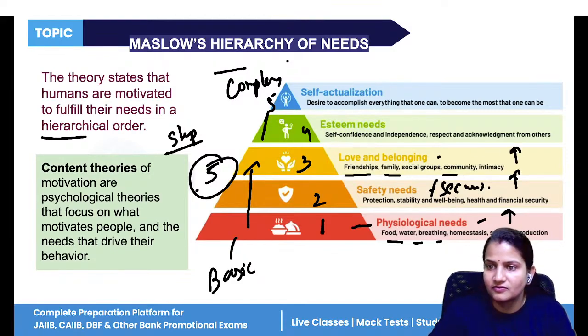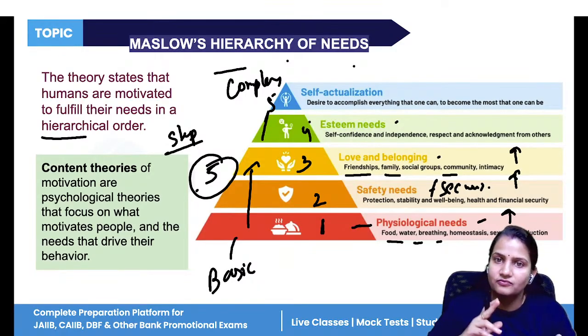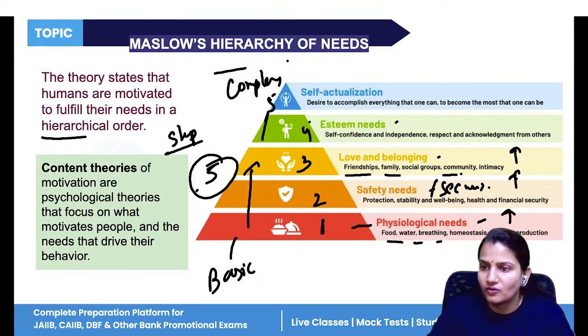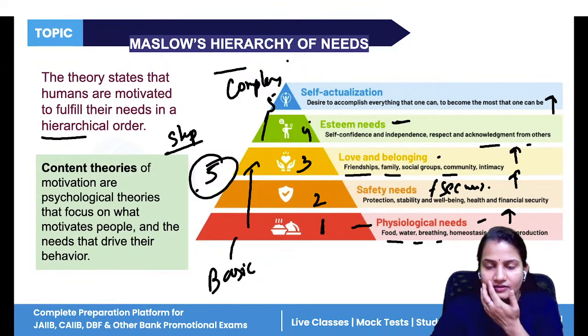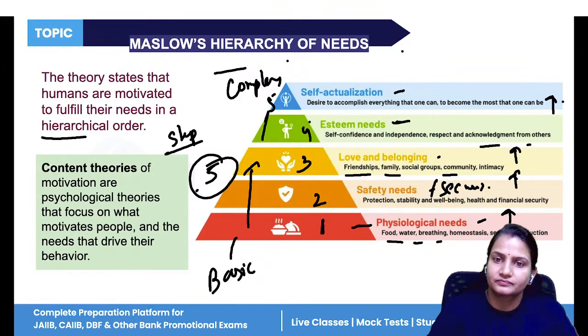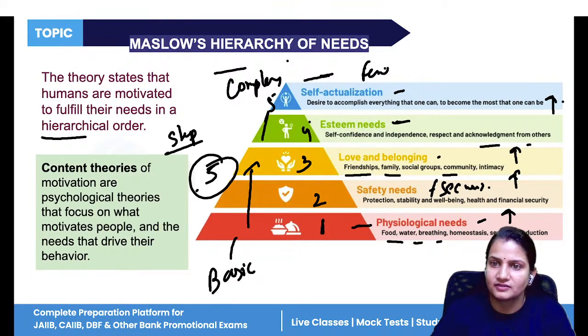After fulfilling this level of need, now you are motivated to fulfill your fourth level of need, that is esteem needs. Okay, now you have food, home, shelter, you have a job, you have your family also. Now you want a stage where everyone should come and they should give you respect. Now you want acknowledgement from others. So that is self-esteem. And the last need is what? That is self-actualization. This is the phase where few people reach.